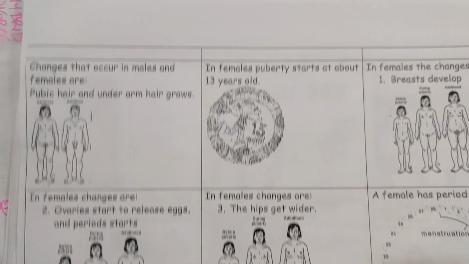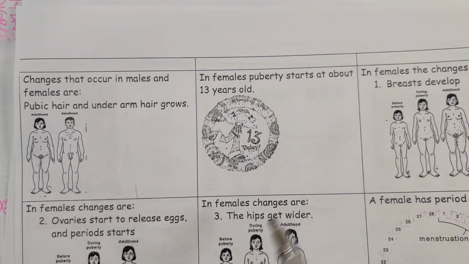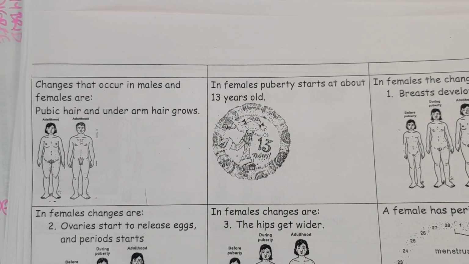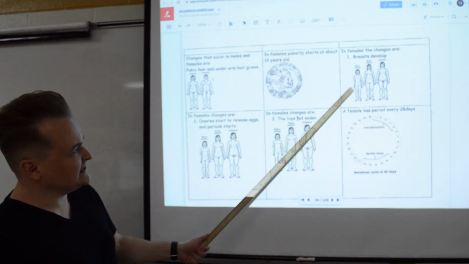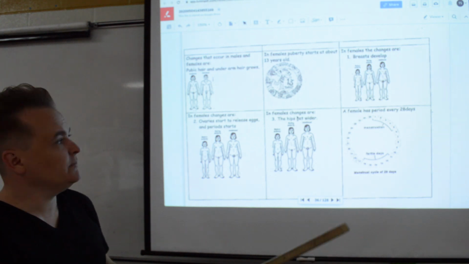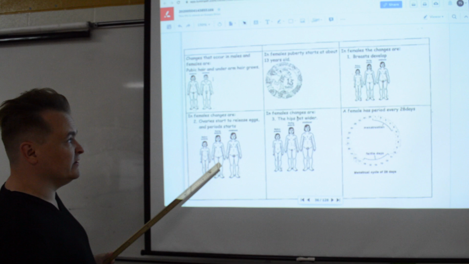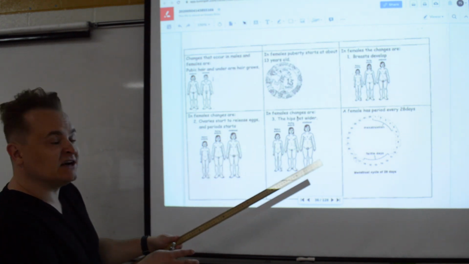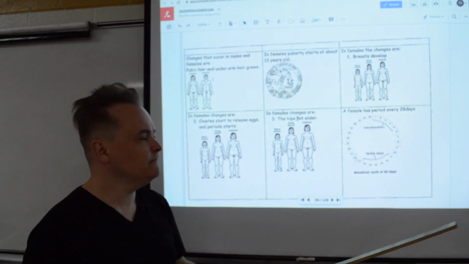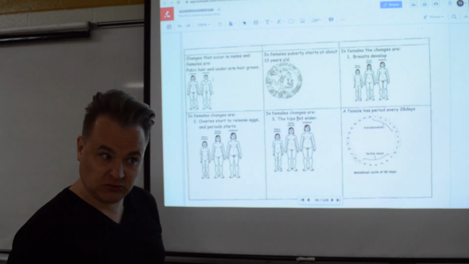Changes that occur in males and females are pubic hair, hair under the arm, and hair on the body. Now in females, puberty starts at about 13, and breasts develop in females. These are signs that show that someone's going through puberty as a woman. Breasts develop, ovaries start to release eggs, and the period starts. And the hips actually get a little bit wider in a female. Well, obviously that's to have children, right? A female has a period every 28 days-ish.